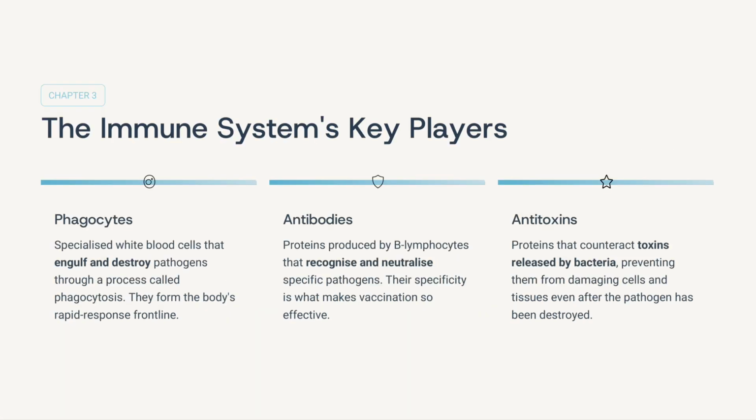Key immune players include phagocytes, which engulf and destroy invaders; antibodies, produced by B cells that specifically recognize and neutralize pathogens; and antitoxins, proteins that counteract harmful bacterial toxins. Together, they form complementary lines of defense that explain why some infections are cleared quickly, while others persist.